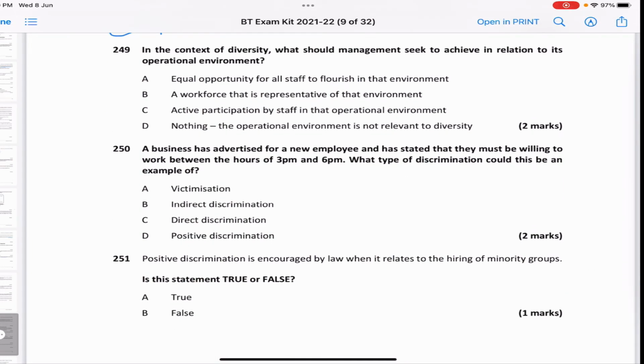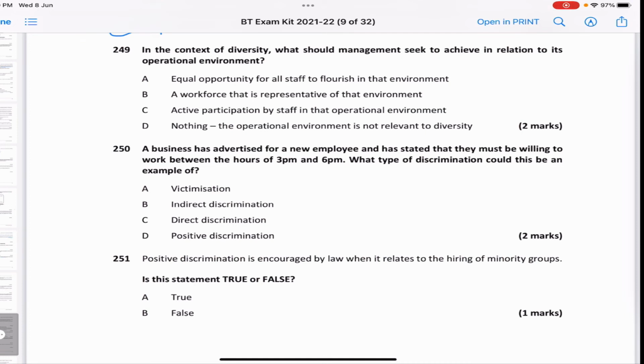In the context of diversity, what should management seek to achieve in relation to its operational environment? Equal opportunities for all staff or nothing? The operation is not relevant to diversity. A workforce that is representative of that environment, active participation of staff.